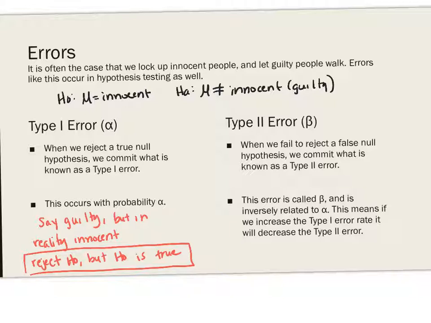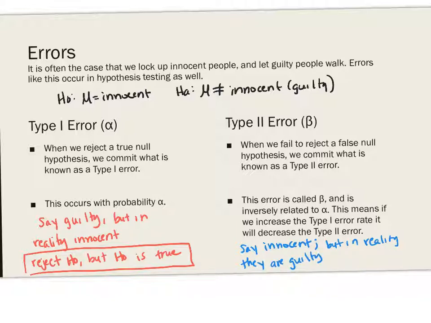But the problem with that is this. We're going to go to what's called a type 2 error. A type 2 error is when we fail to reject a false null hypothesis. So that means now we say they're innocent, but this is false. That means you're committing an error. You're saying they're innocent, but in reality, they are guilty.